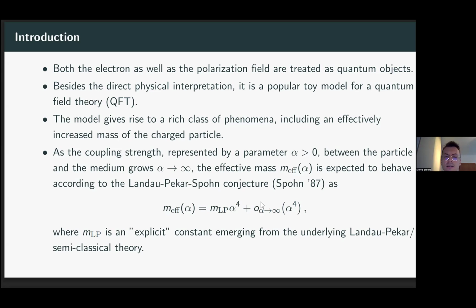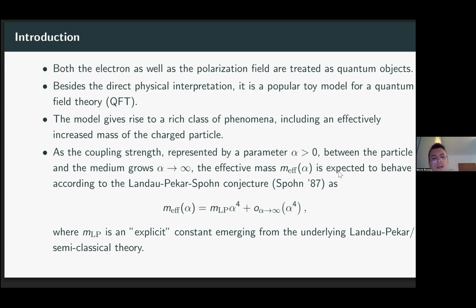Now you see, the Fröhlich model is part of a very exclusive class of models where, due to some scaling, the strong coupling limit actually coincides with the semi-classical limit. So instead of calling the underlying theory the Landau-Pekar theory, I could also call it the semi-classical theory. However, the Landau-Pekar, of course, explains the subscript LP in the M_LP constant, and this is also the reason why I call this the Landau-Pekar-Spohn conjecture.